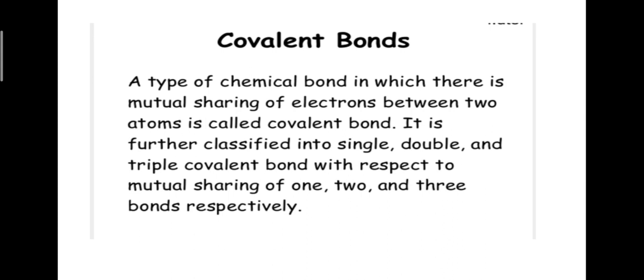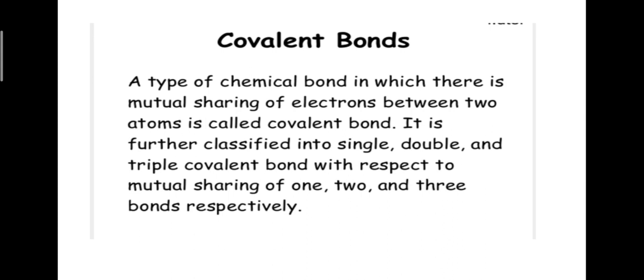The chemical bond formed due to the mutual sharing of two or more electrons between two atoms is called a covalent bond. As I told you before, there is a basic difference: in electrovalent bond there is a transfer of electrons, and in covalent bond there is a sharing of electrons. So the type of chemical bond in which there is mutual sharing of electrons between two atoms is called a covalent bond.